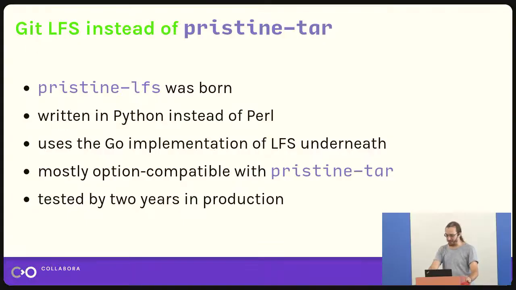So that's how pristine-lfs was born. It's a tool that has the same command line interface as pristine-tar, but instead of creating the binary deltas, it leverages Git LFS inside. It was written in Python instead of Perl because, well, I just speak Python better than Perl. I did not re-implement Git LFS itself because it was easy to just call the external tool from Python. And actually, I haven't updated this number here. It's been tested not for 2 years in production, but already 5 probably, actually.